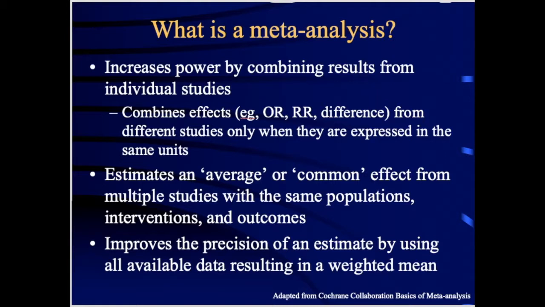So again, hopefully this is a review, but a meta-analysis increases the power by combining results from individual studies. It combines the effects. So when we talk about results or effects, we're talking about the outcome in which those studies measured, such as the odds ratio, risk ratio, or the difference. The meta-analysis would come up with an average or common effect from multiple studies within the same population, interventions, and outcomes. It improves the precision of an estimate by using all available data, resulting in a weighted mean.